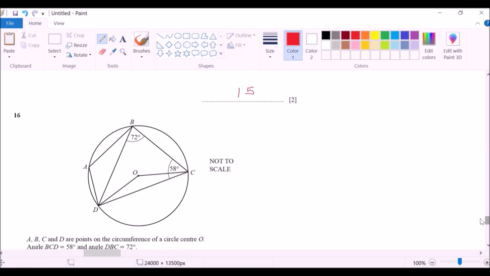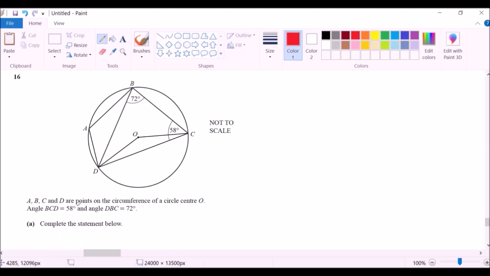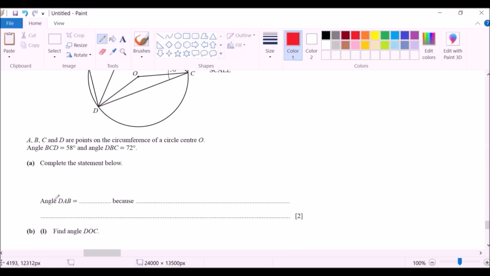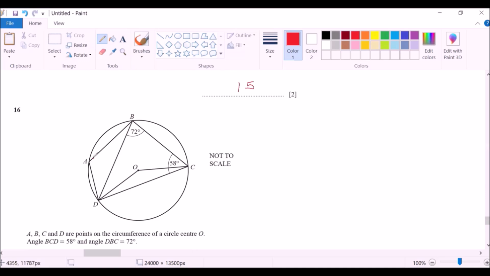Now we move to number 16. A, B, C, and D are points on the circumference of a circle center O. Angle BCD is equal to 58 and angle DBC is 72. Marked there. Complete the statement below. Angle DAB, which is this angle, is equal to 180 minus 58, because opposite angles of a cyclic quadrilateral are supplementary. They add up to 180 degrees.